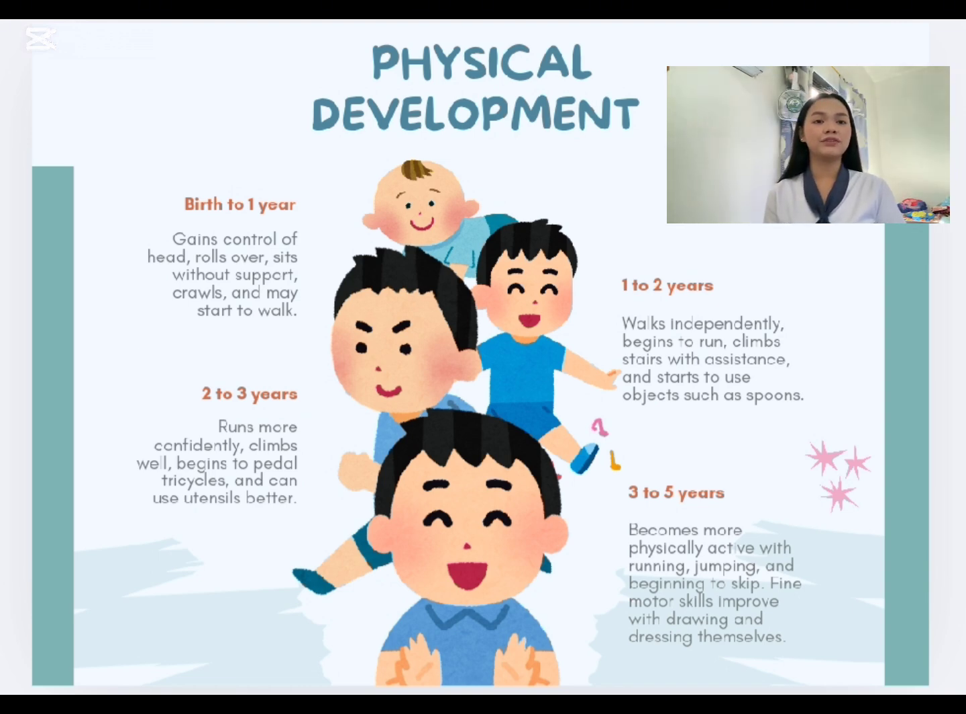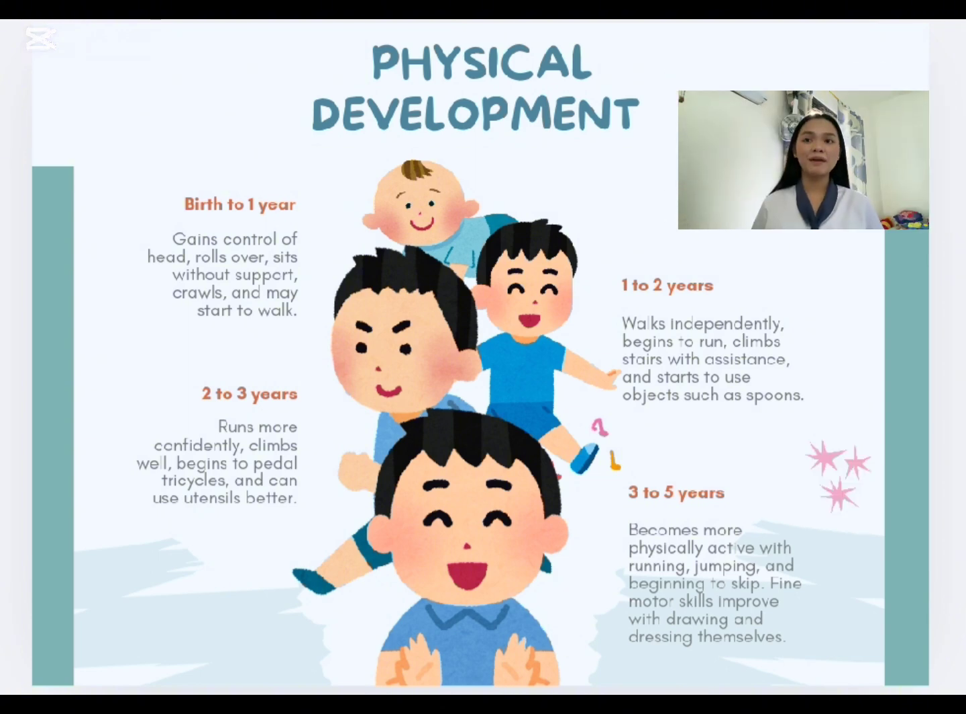From 3 to 5 years old, children can run, jump, and even begin to skip, which showcases more complex movement. And their fine motor skills improve significantly, allowing them to engage in tasks like drawing, coloring, and dressing themselves. They show a growing interest in physical play and can participate more actively in group activities.